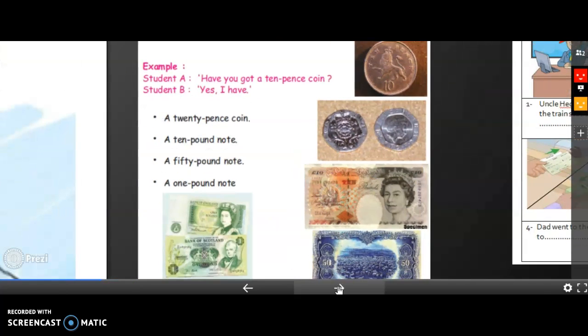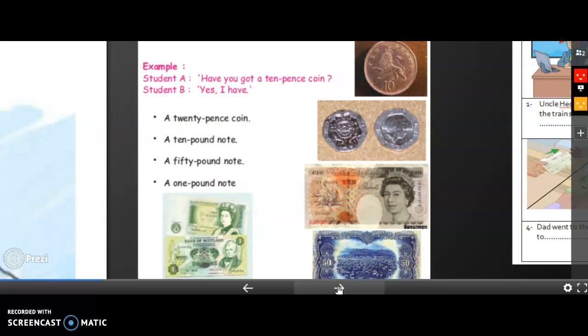Okay. Now you're going to answer a number of questions. Have you got a 10 pence coin? Yes, I have. Okay. Where did you get it, Mona? I got it from London. Ah, okay. So you have been to London once. And you still keep some coins.